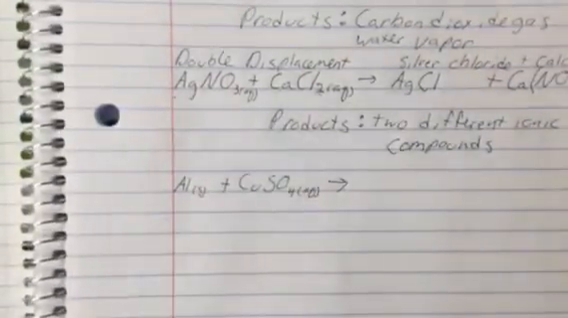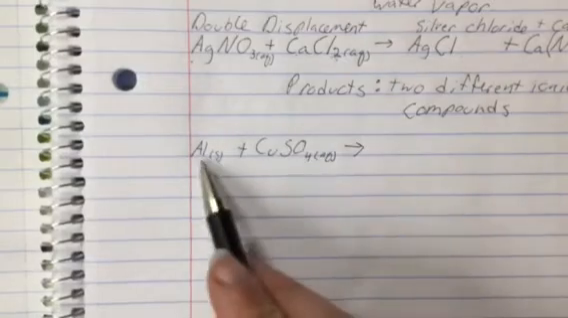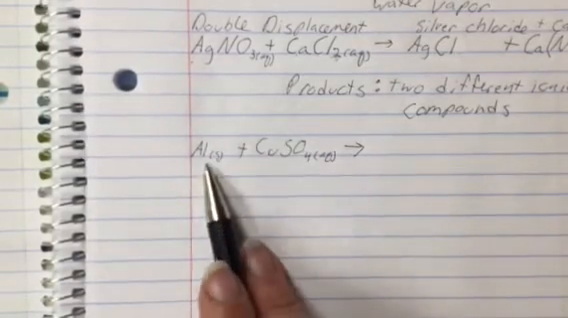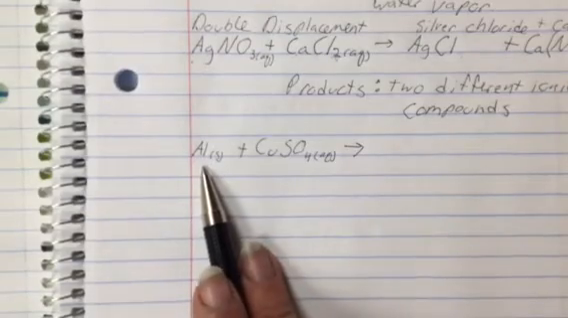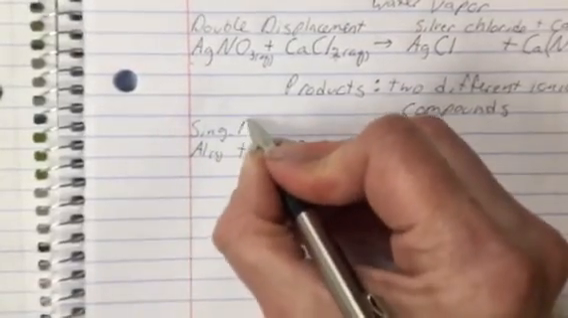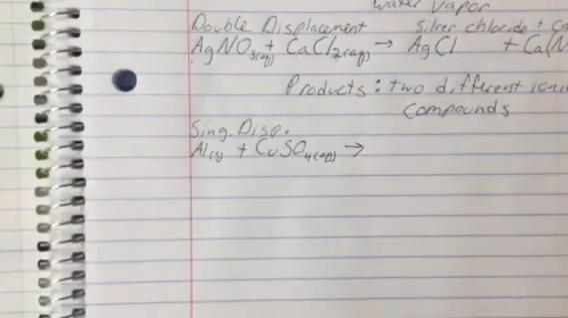Okay, so this last one. Process of elimination here. Most of you got this figured out. It must be a single displacement. I have an element and I have a compound. And so I'm probably going to make this a single displacement reaction. I'm going to abbreviate to shorten it a little bit.